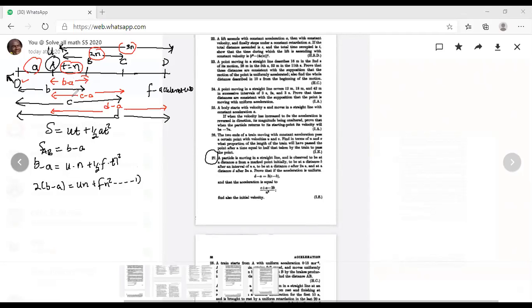For the second case, I'm going to cover a distance C minus A.